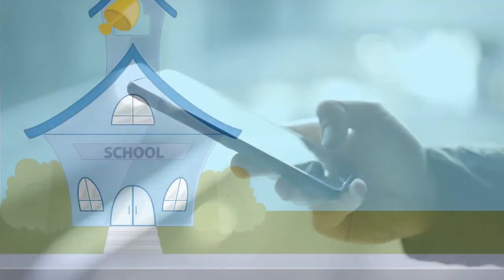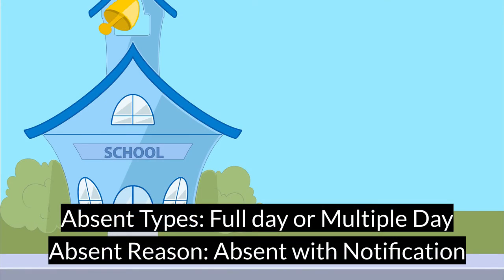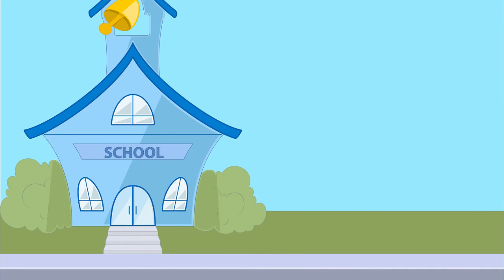For each of the three reporting methods, families can report either a full day absence or a multiple day absence. For each type of absence, families must choose a reason of absent with notification. If your child will be late or only missing part of the day, report the absence as a full day absence, and when the student arrives at school, the attendance will be adjusted.